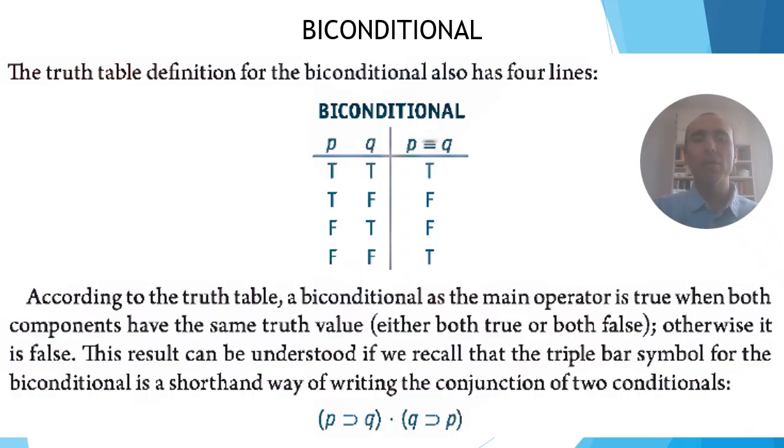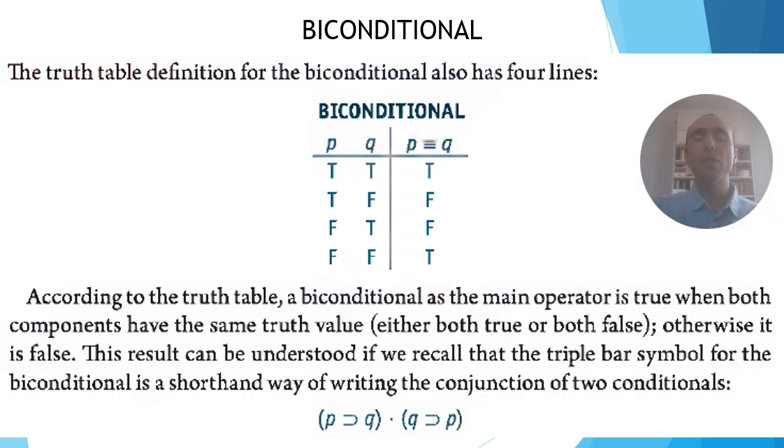This result can be understood if we recall that the triple bar symbol for the biconditional is a shorthand way of writing the conjunction of 2 conditionals. So in the case of the second row, P is true and Q is false. Therefore, the first conditional is false, and since one of the conjuncts is false, the conjunction is false.